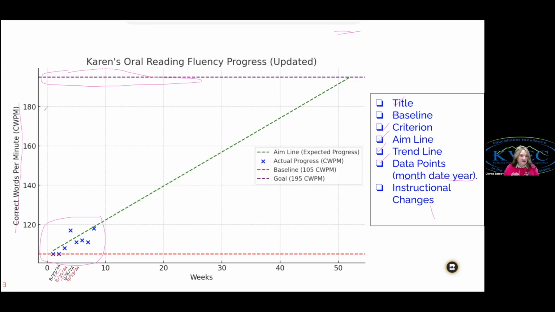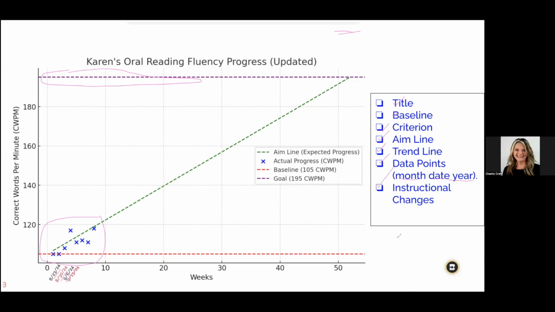Okay, let's look at the next one. The next thing is, do we have instructional changes? Does this graph represent any instructional changes? No, we don't see any, not that it shows. That's right. Let's just stop right there and talk about that. Why would we not see an instructional change here?